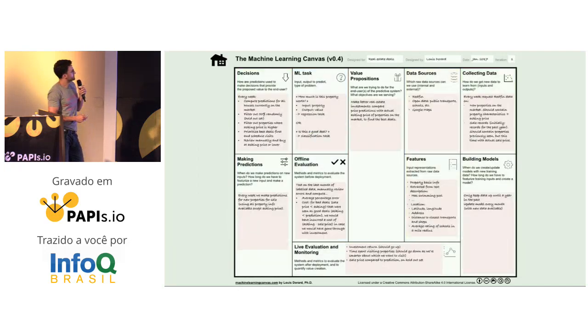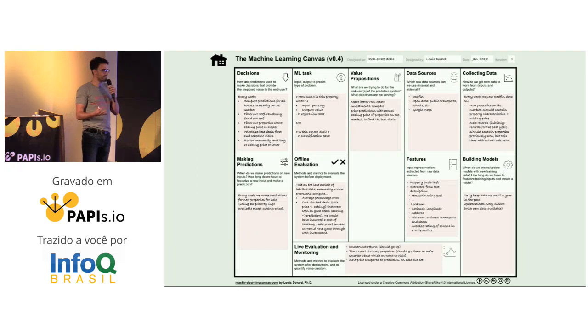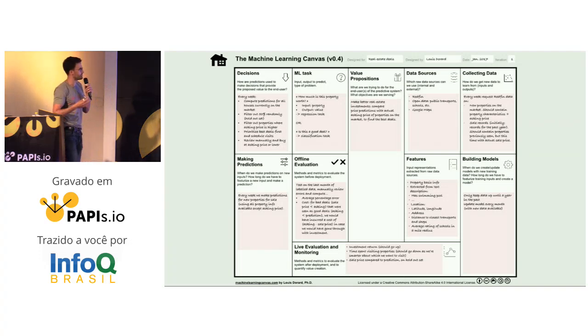Okay, I'm going to skip that. And right, if you're wondering what my ideas would be for what to put in these boxes for the real estate example, you can find that online. I've shared a few machine learning canvas examples. So there's the real estate one.